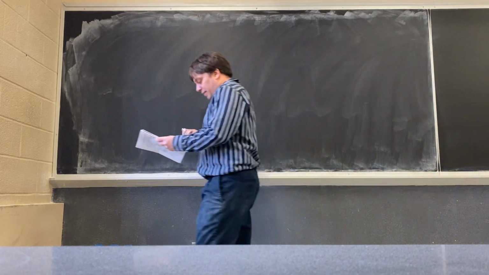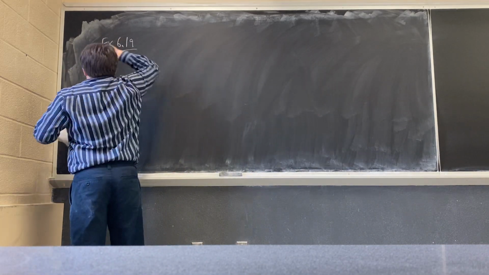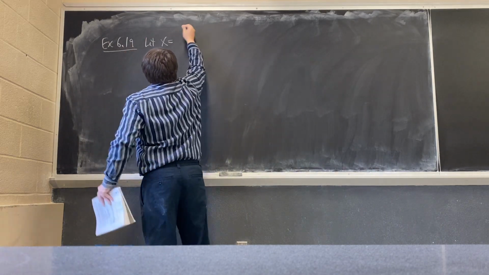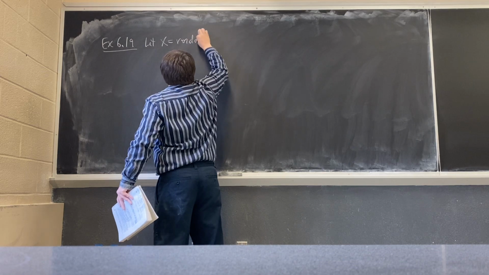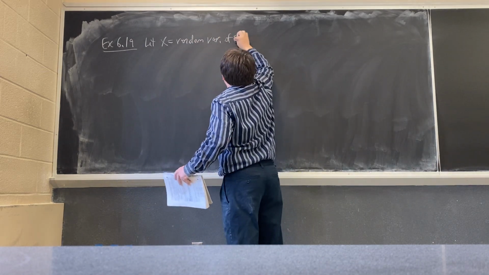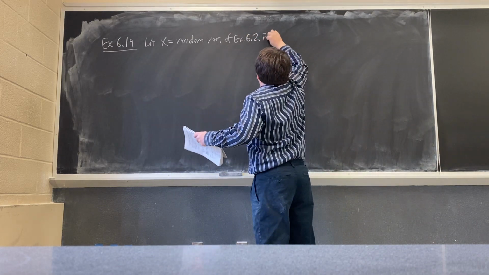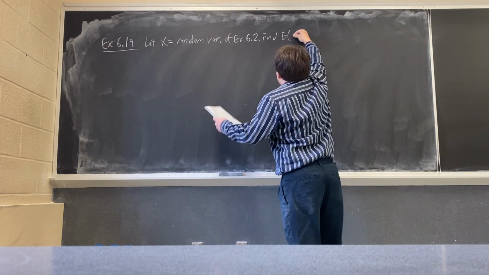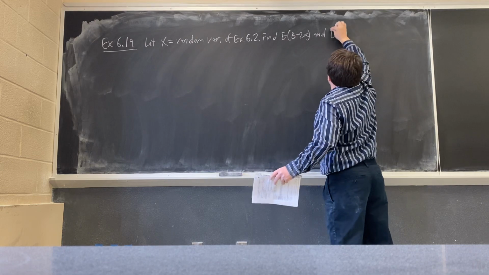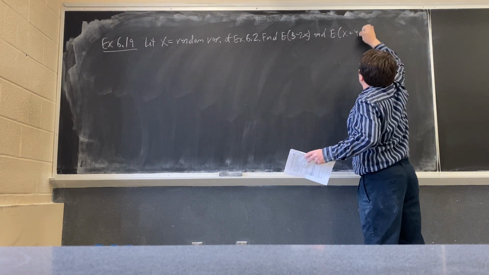Okay, so now example 6.19. Let X be the random variable of example 6.2. Find E of 3 minus 2X and E of X plus 4X squared.